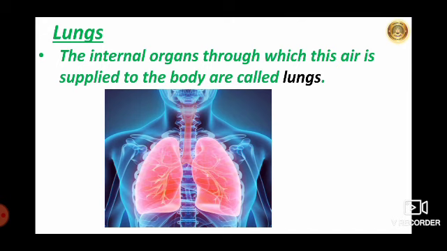Students, now we will learn about the lungs. When we breathe in, we take air in through the nose. The internal organs through which this air is supplied to the body are called lungs. We have two lungs. They are situated in the thoracic cavity. One on the right and the other one on the left. The heart is between the lungs, a little to the left. There, the left lung has a slight depression. The right lung is slightly bigger than the left lung.